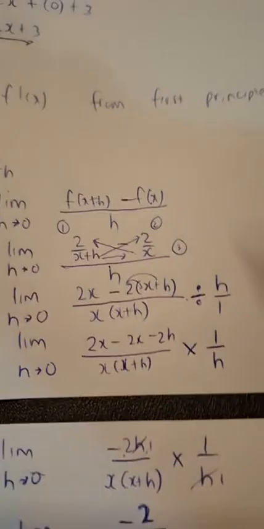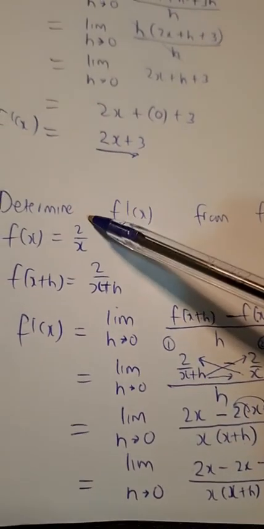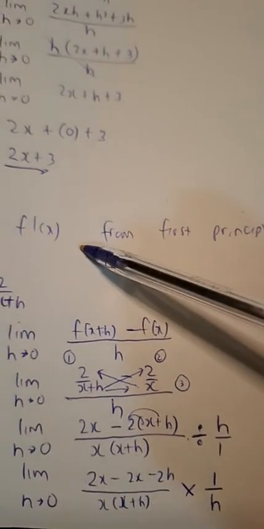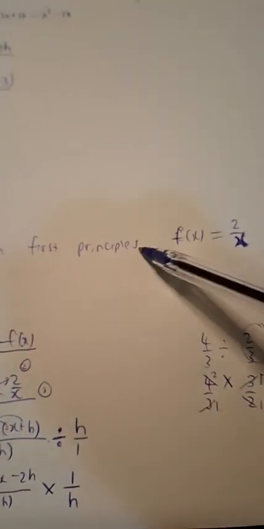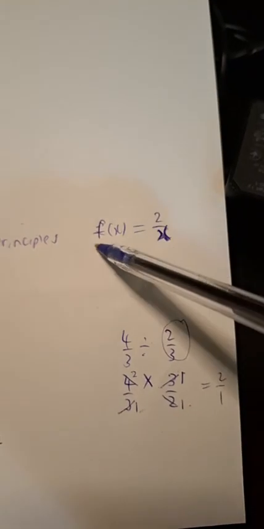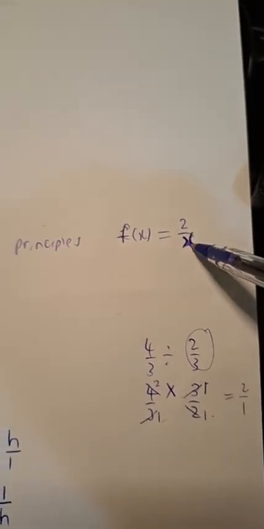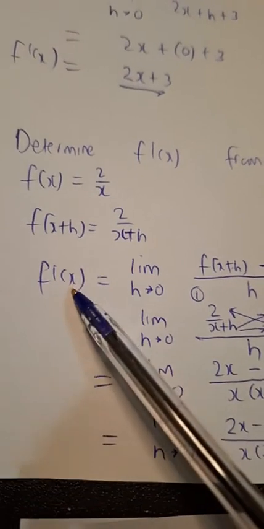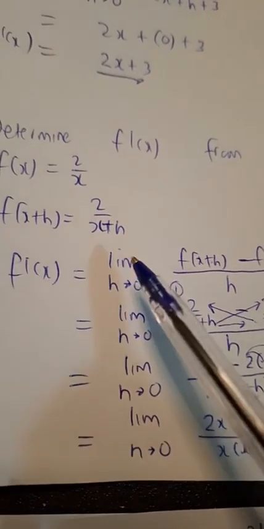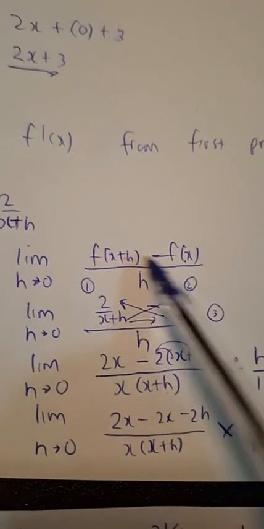So I'm just going to go back a little bit to the question itself. This question was asking me to determine f prime x from first principles. And this was the function: f of x is equal to 2 over x. So you guys will remember that I said the formula for first principles is f prime x is equal to the limit as h approaches 0 of f of x plus h minus f of x over h.